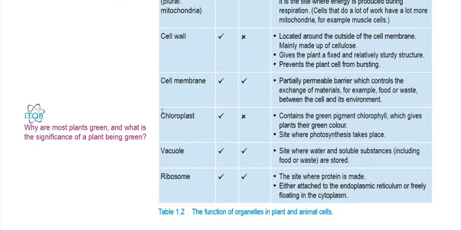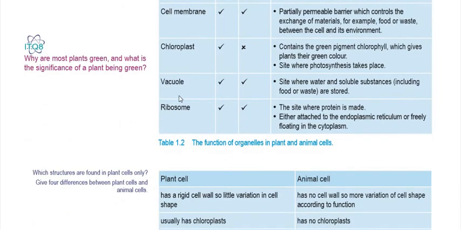We have the chloroplast. The chloroplast contains a green pigment, which is known as chlorophyll, which gives the plant its green color. So the chlorophyll gives the plant its green color. It's also the site where photosynthesis occurs. We knew that, right? Vacuole: the site where water and soluble substances, including food or waste, are stored.